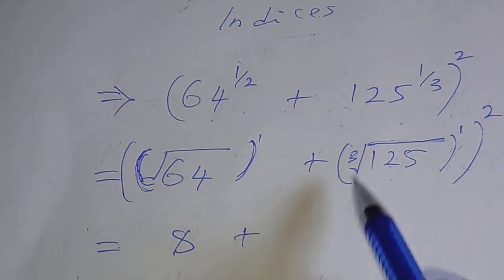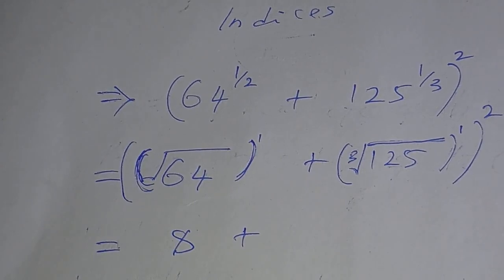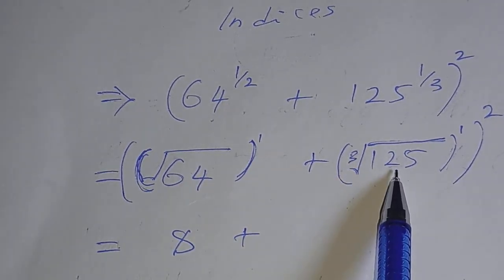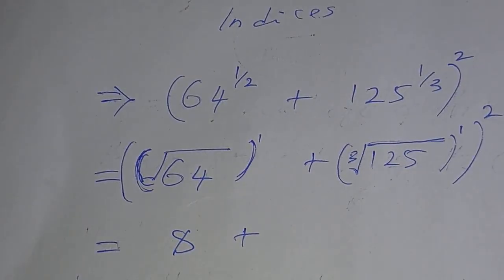Now we'll come to the third root. Third root means what number can multiply itself 3 times to give you 125. That's the meaning of the third root of 125. You look for the number that can multiply itself 3 times to give you 125. And without even blinking an eye, you know that's 5.